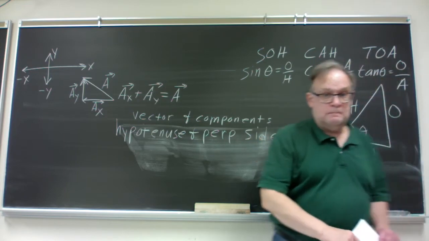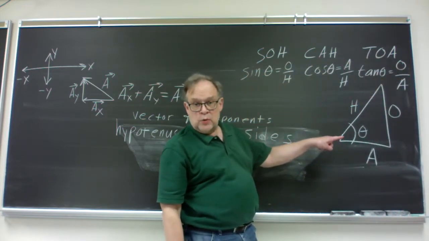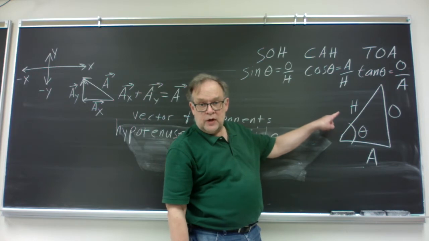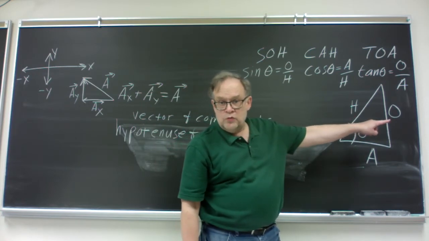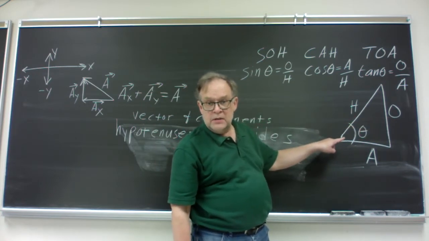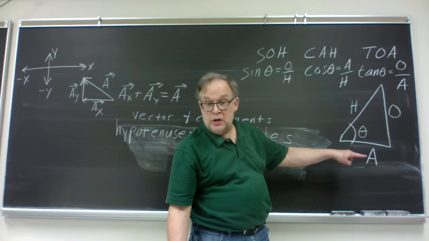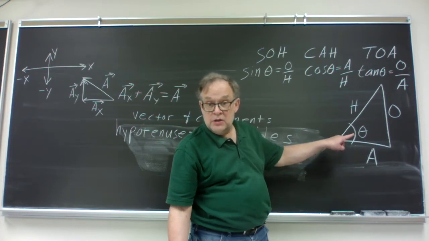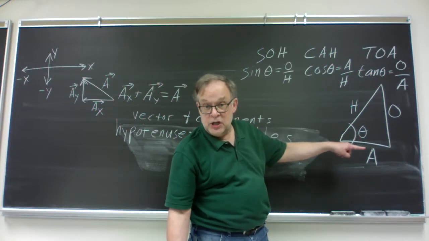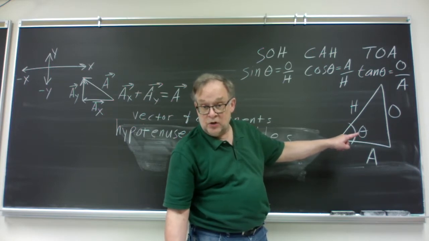So here's our right triangle, H for hypotenuse, O for the side that's opposite some angle that we either know or want to find, and then A for the side that's adjacent to that angle, or rather the non-hypotenuse side that is adjacent to that angle.